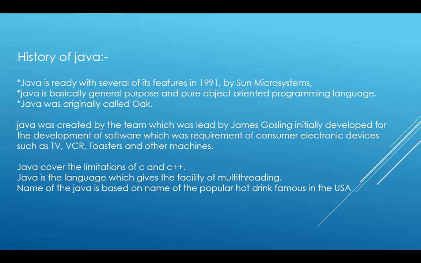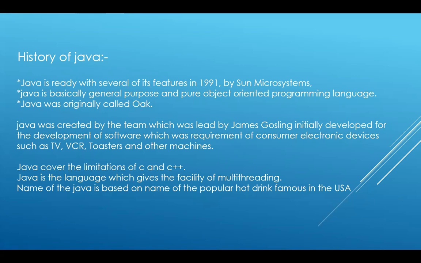Here I have written down the point that Java was originally called Oak. Before Java, the name was Oak. Oak is a kind of tree, which was located right outside the development team who were developing the Java programming language at that time. The tree's name was Oak, so for that reason they named the language Oak in its first initial release. Later on they changed it to Java.